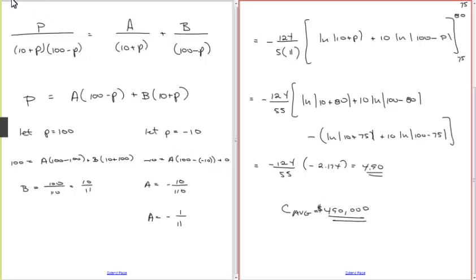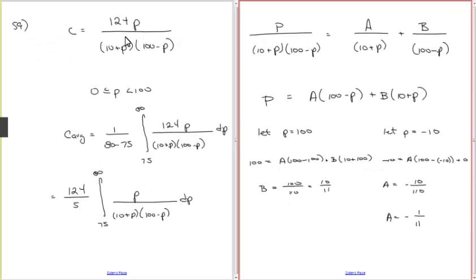So let's kind of review what we did. We said this was the cost as a function of the percent chemical removed. And if you look at the data, you can see it gets more expensive as you take more out. We went between 0 and 100%. So that was our domain. The average is 1 over B minus A, which are the limits that we're talking about. We wanted to go from 75 to 80%. 1 over B minus A times the integral from A to B of the function. We factored out 124, and we divided by 5.